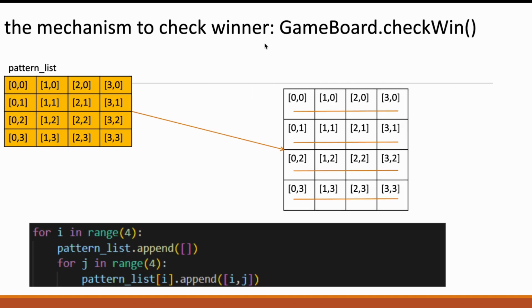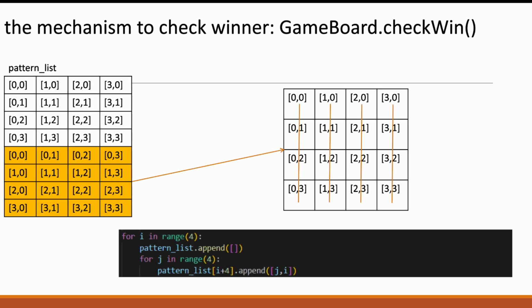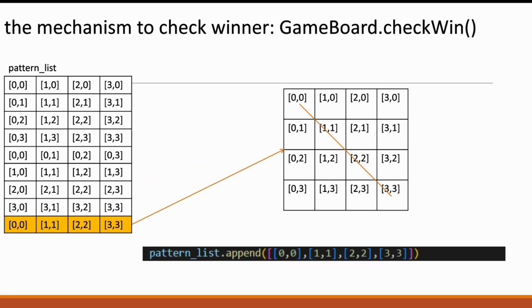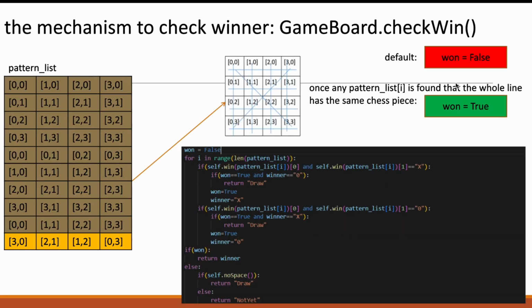The way we check the winner is we check whether the horizontal line, the vertical line, or the diagonal is the same. The default is 1 equals false, but once any pattern is found where the whole line has the same chess piece, for example this line, the 1 will become true and we have found a winner.